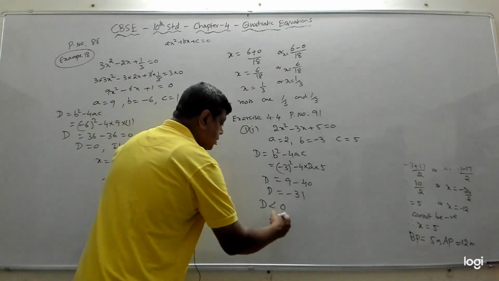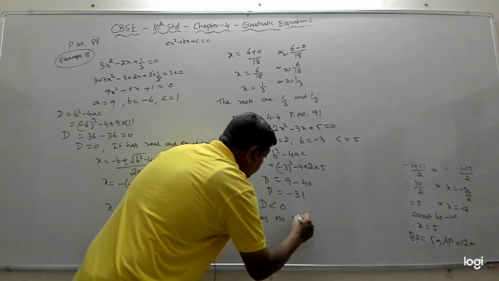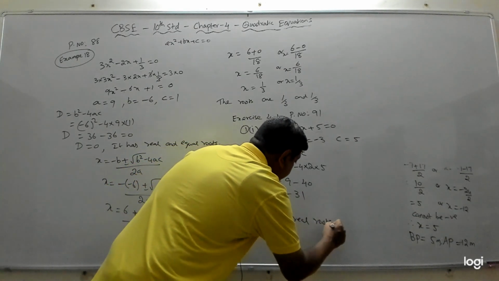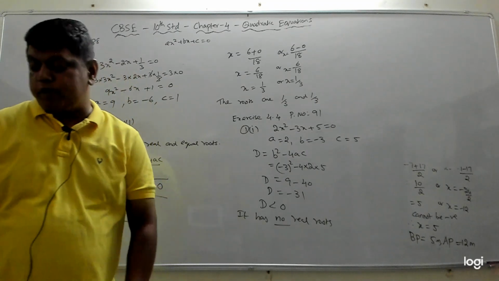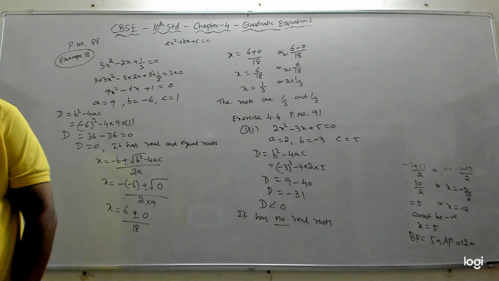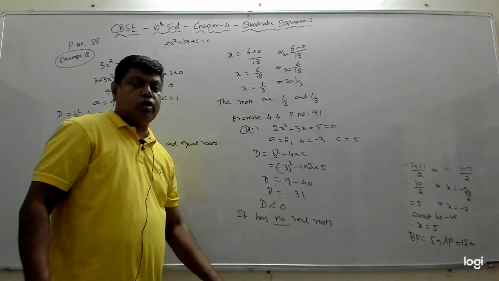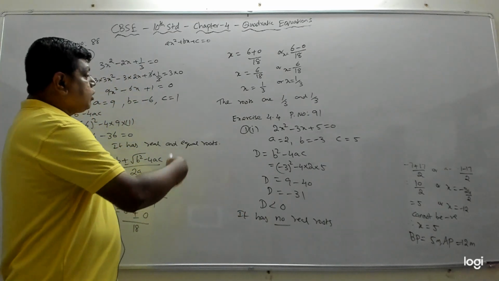Which means when D is less than 0, we'll say it has no real roots. It does not have any real roots. Clear? So which means we need not go further and find them. Whenever the value of D is negative, we should stop the problem and say it has no real roots, or real roots don't exist, whatever. Right? Now we'll go to the second problem.